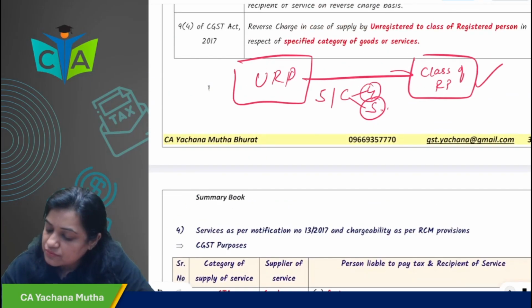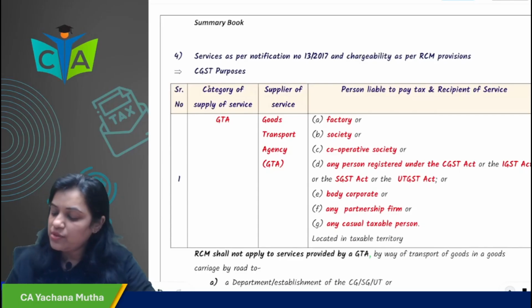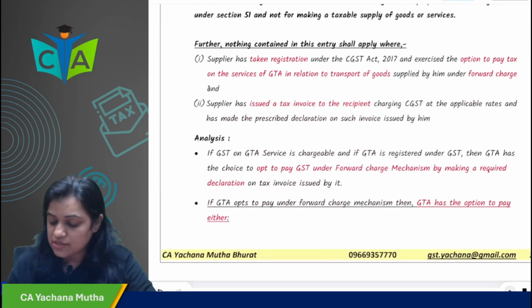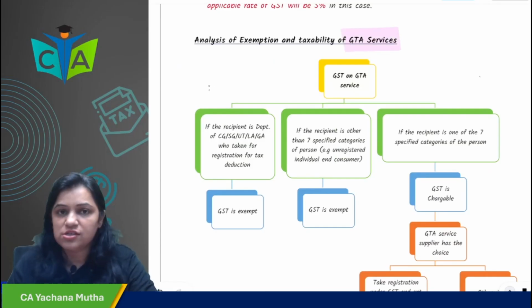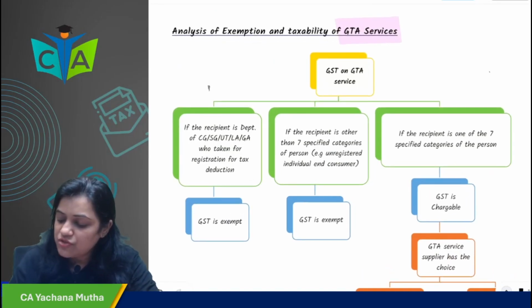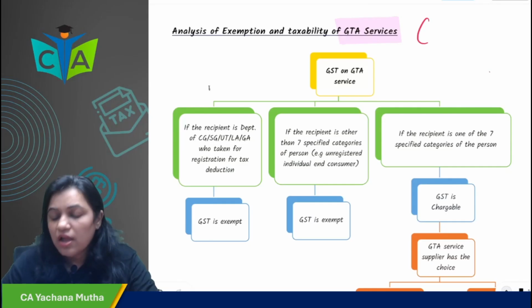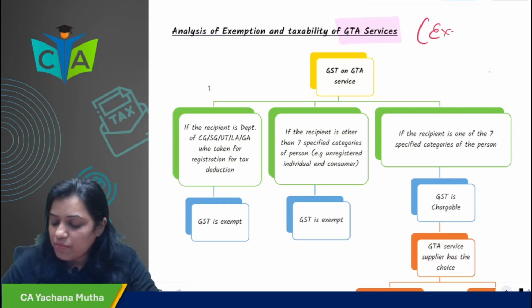Okay. Now, let us start with services under RCM. Let us start one service at a time. First, we will start with GTA service. What happens in case of GTA service? This chart is a combination of exemption plus RCM entry.